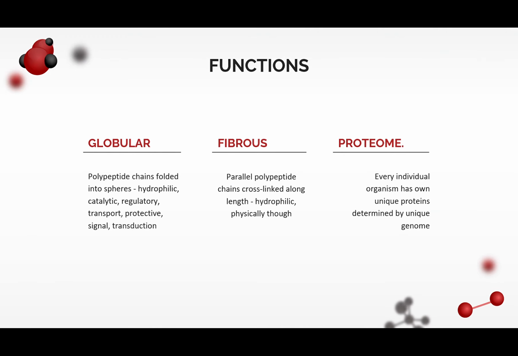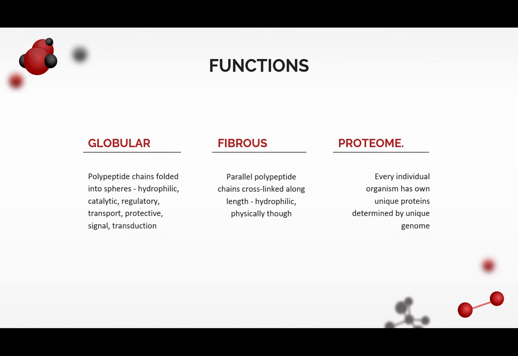The functions are directly linked to and determined by the shape of a molecule. First of all, you have globular proteins, which are polypeptide chains folded into spheres. They are hydrophilic and catalytic, and may have, as I already said, catalytic functions, as well as regulatory, transport, protective, signal and transduction ones. An example for that would be hemoglobin.